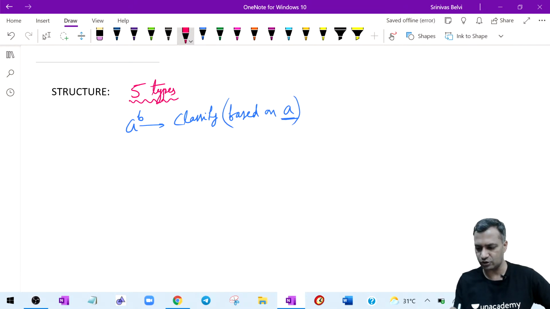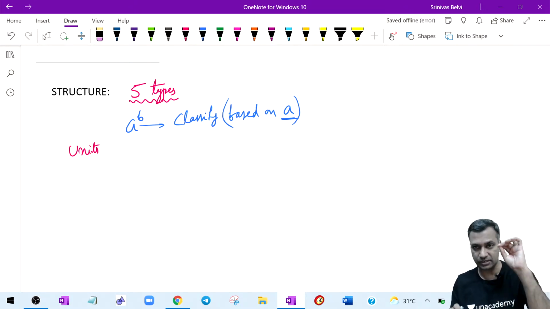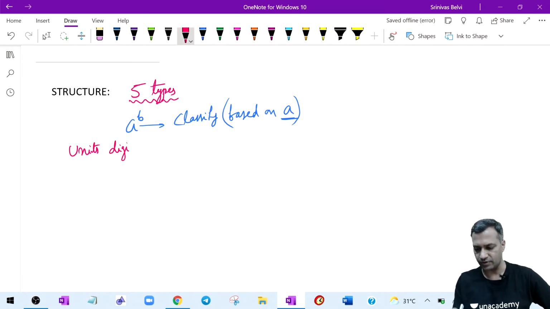So, okay, now coming to A. Therefore, let me now focus on A. Now, again, on A, I will classify this based on the units digit. I am talking about the last two digits, correct. But the classification is based on the units digit of A.